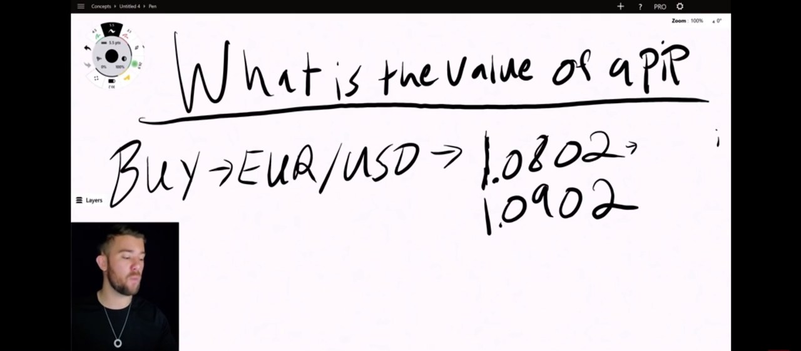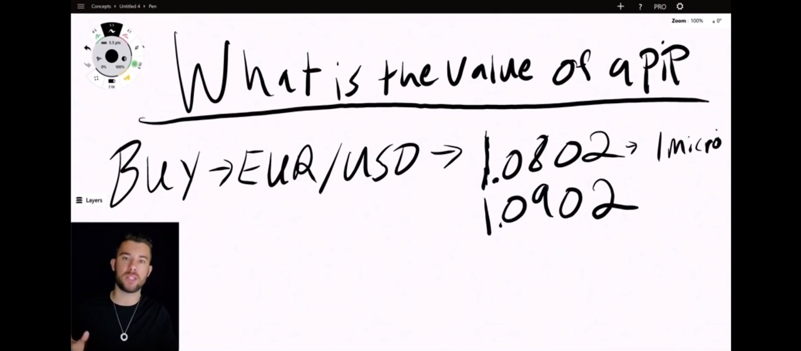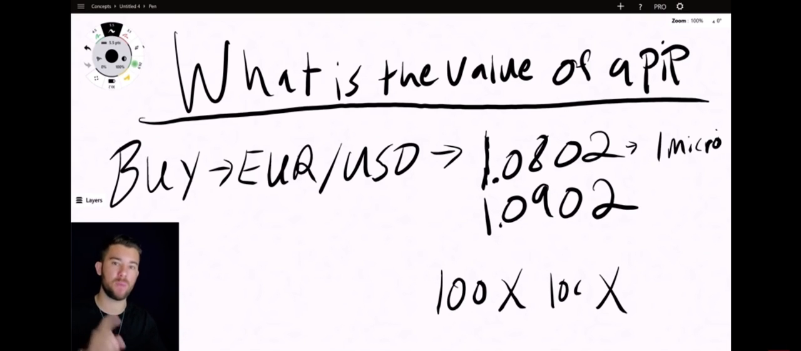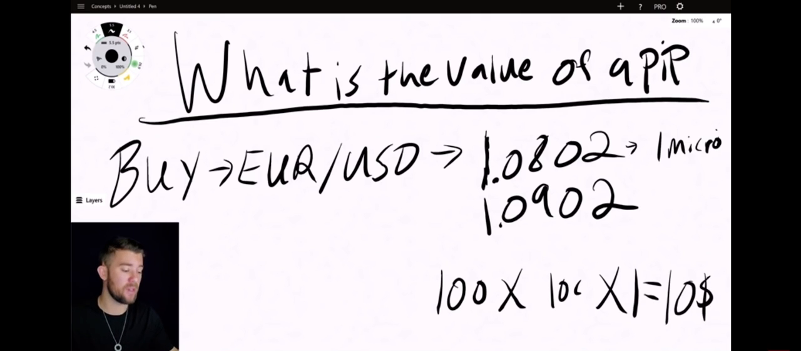So let's say you want to trade one micro lot, and while you buy that one micro lot, the market's at 1.0802, just as with the other examples. We go up 100 pips. What does our equation look like? Well, we have 100 pips times 10 cents times the amount of micro lots we're trading, which in this case is 1. What does that equal? That means that you would have made $10 on this 100 pip move trading one micro lot.